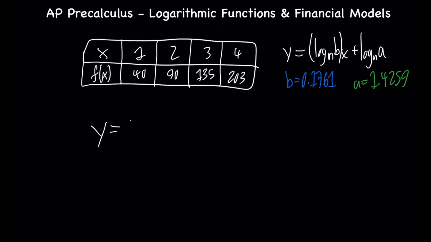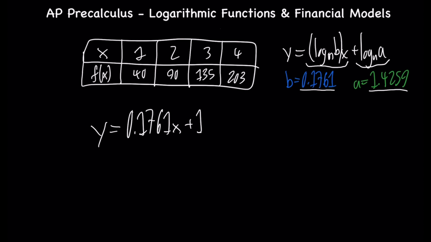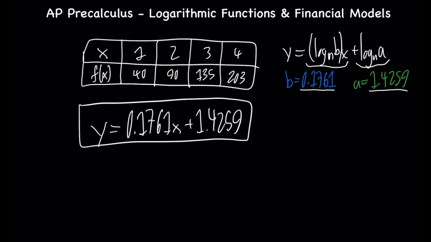And so you pretty much have your equation. You don't have log, because this is basically this number and this is basically this number. So basically what you have is your equation: 0.1761x plus 1.4259. This is your answer. That is your semi-log plot.